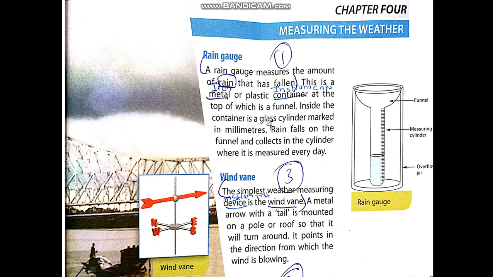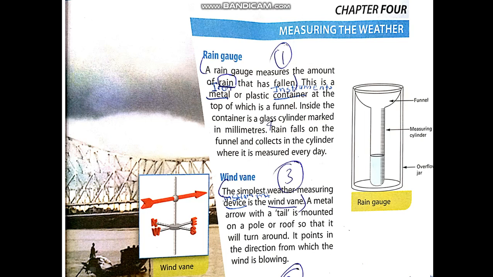Inside the container is a glass cylinder marked in millimeters. As I told you earlier, these small lines are the millimeter lines. Rain falls on the funnel and collects in the cylinder, which is measured every day. Every day we measure rain in this rain gauge.